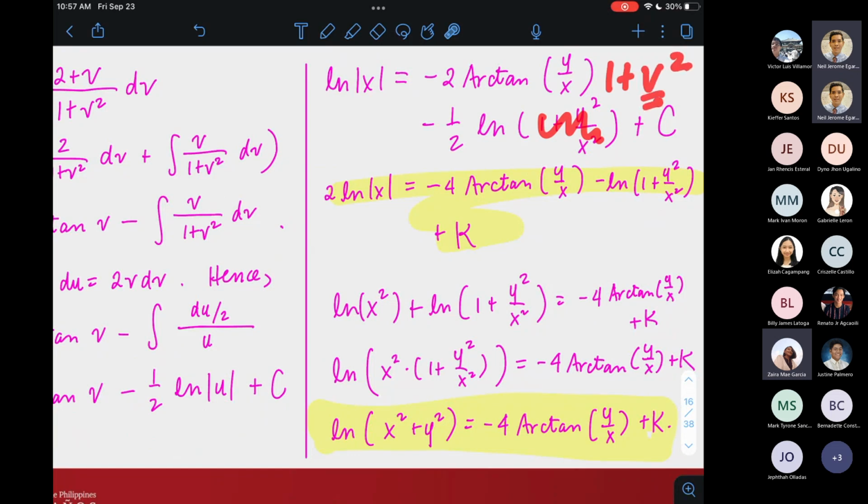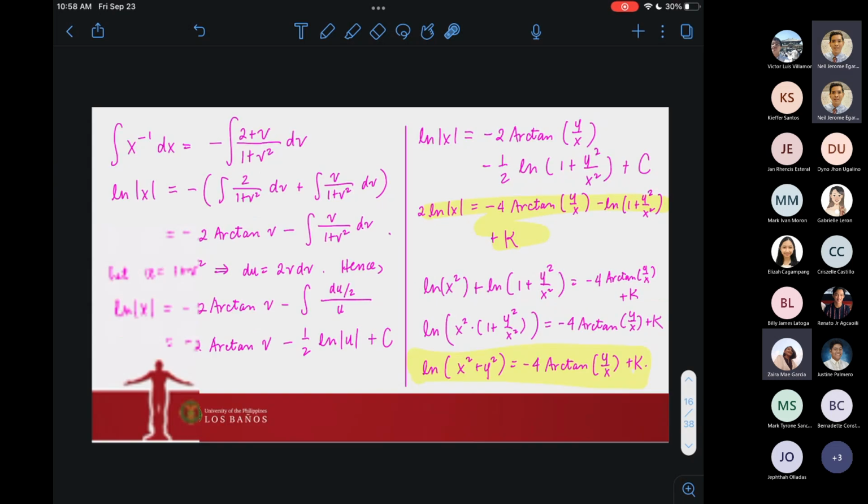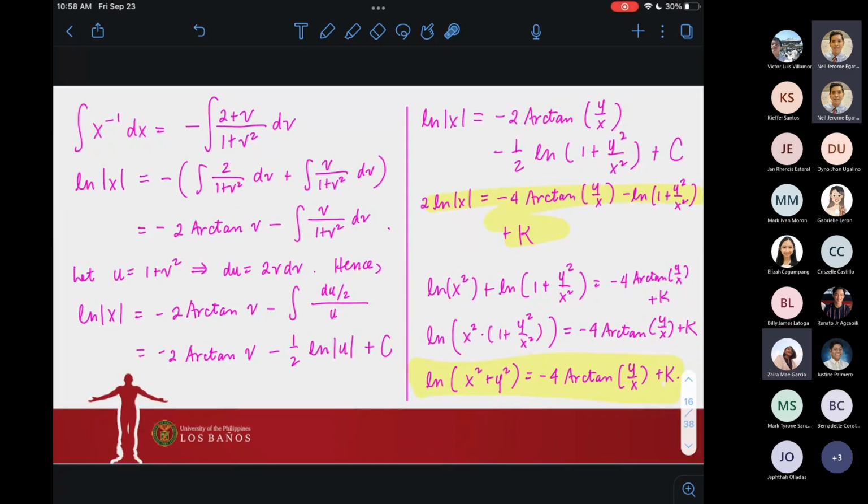Pero saan equal si v? Si v ay equal sa y over x. So kaya ito ay naging 1 plus y over x quantity squared. Kaya naging ln ng 1 plus y squared over x squared. So yun yung medyo kailangan i-keep track, yung mga changes of variables dito. Right? So u ay equal kay 1 plus v squared, pero si v ay equal kay y over x. So ultimately, ln of u will be equal to this. Okay? Kaya dapat medyo organized yung pagkakasulat nyo ng solution. And as much as possible, mas okay na step by step. Okay? Sige, isa pang example.